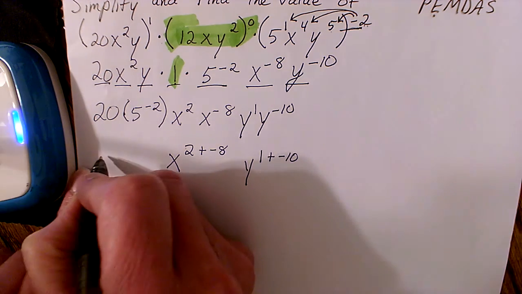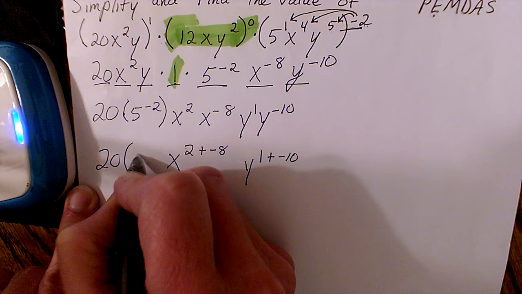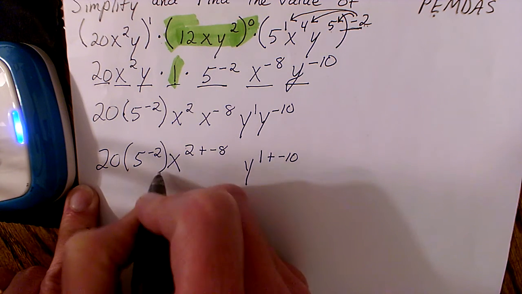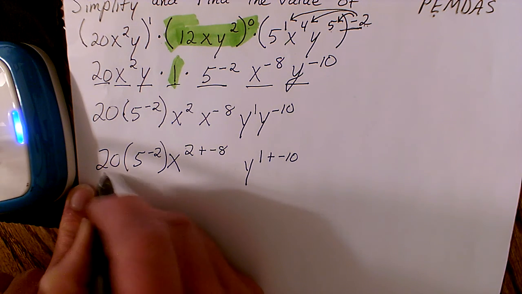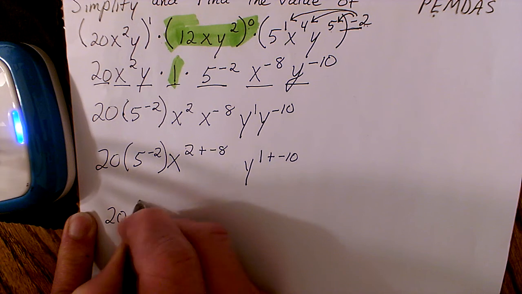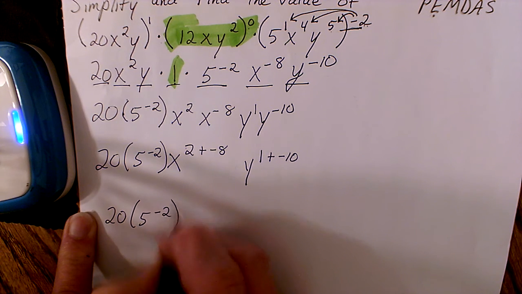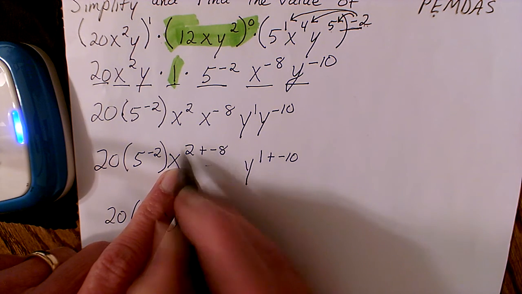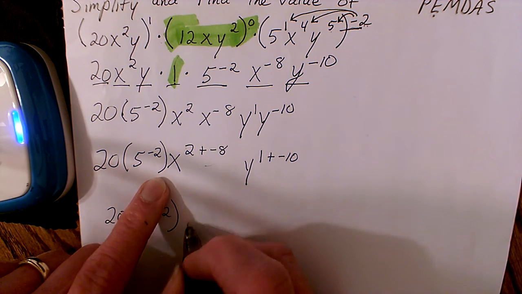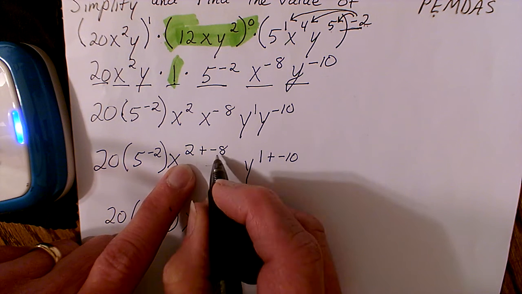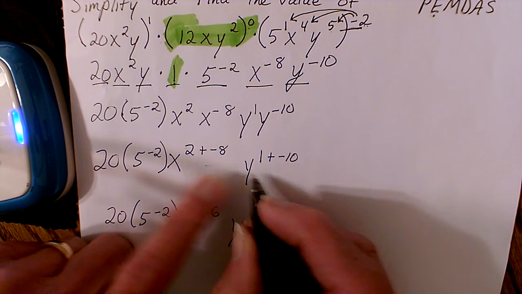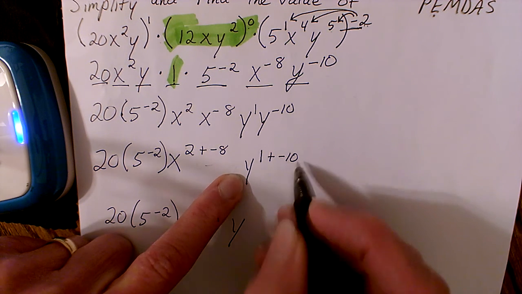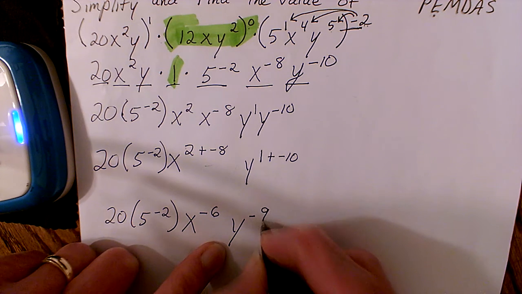And now let's just rewrite our numbers. We did not do anything with the numbers on that step, and we're also going to skip doing something with them on this step. We're just going to leave those numbers like they are for one more step while we simplify our exponents. For the x's, I had 2 plus a negative 8. That gives me x to the negative 6. For the y's, I had 1 plus a negative 10. That gives me y to the negative 9.